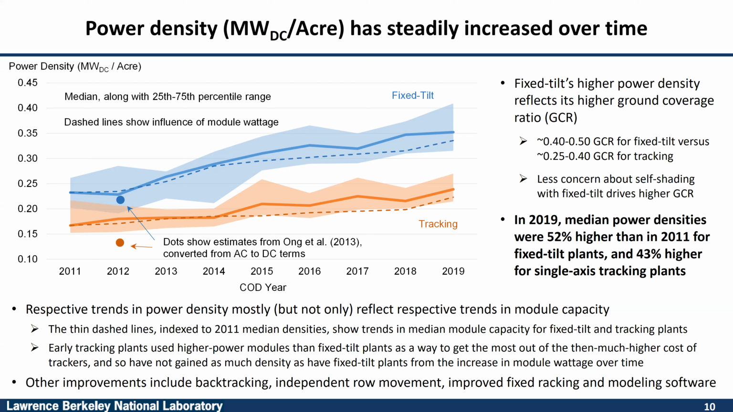The second thing you'll notice is that over this period, the median power density has steadily increased by 52% for fixed tilt plants and by 43% for tracking plants. This improvement was driven primarily by the increase in module efficiency and wattage that we saw on the prior slide and that you can see again here reflected in the dashed lines. But other factors have contributed as well, such as improvements to tracking algorithms and things like plant design software, all of which can enable higher ground coverage ratios.